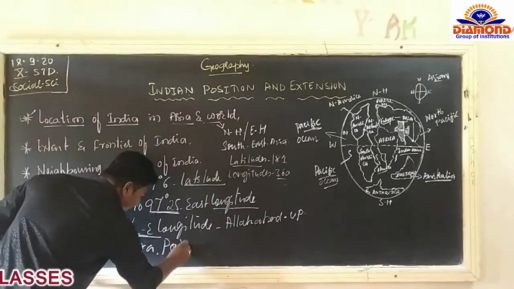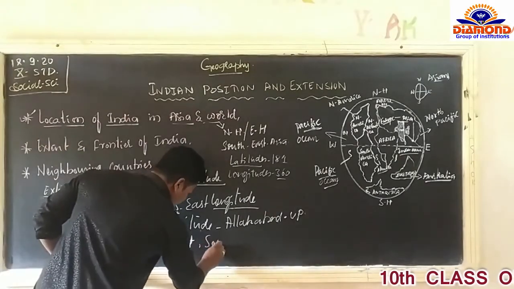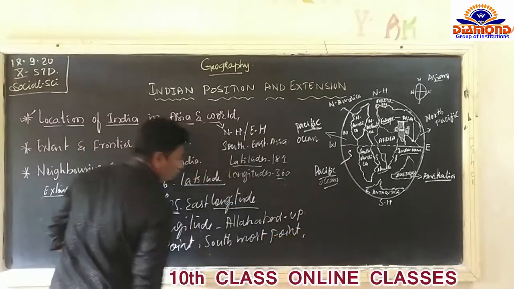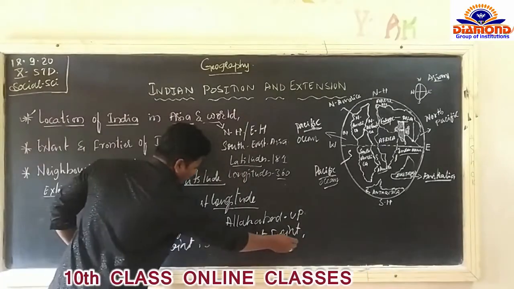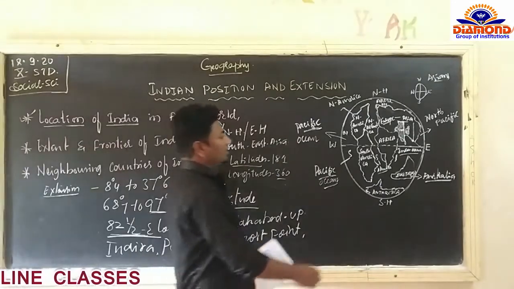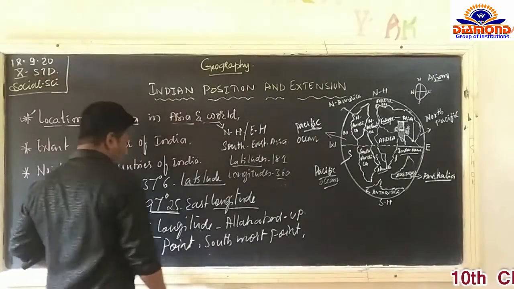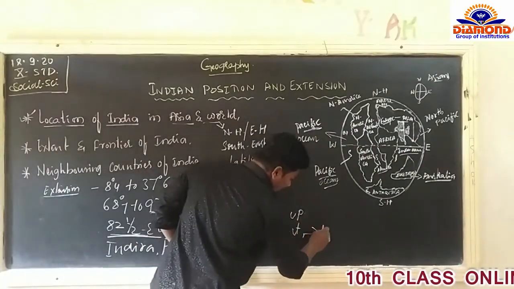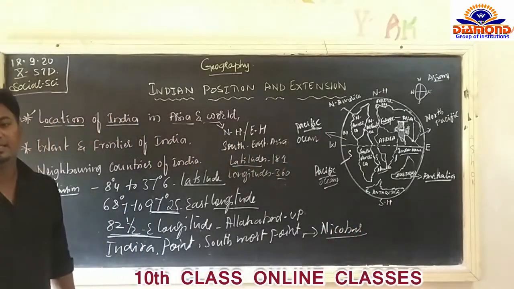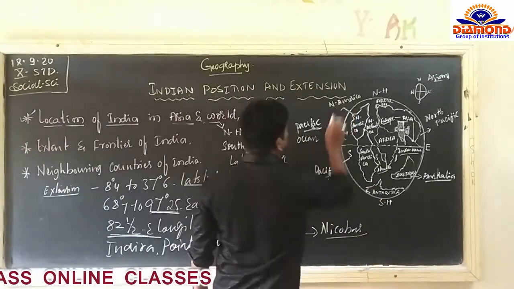Indira Point is the southernmost point. It is called the southmost point, at the end part of India, which comes down here at the southmost part. It is located at Nicobar, that is, Andaman and Nicobar. Nicobar is India's last position. So Nicobar is the last extension of the Indian body.